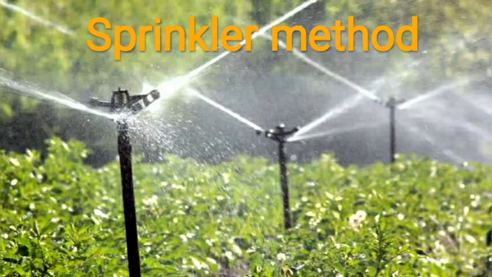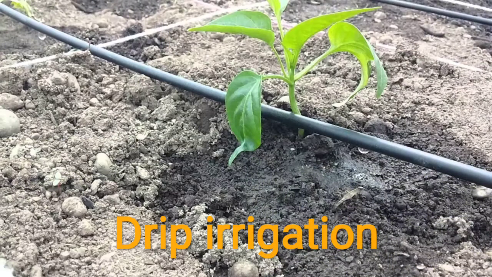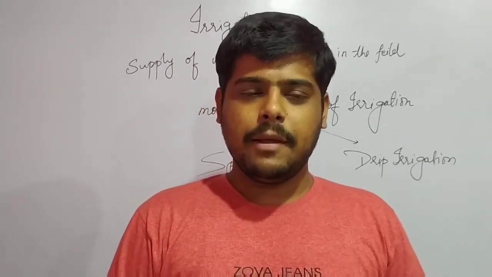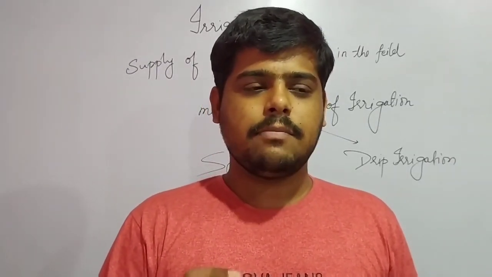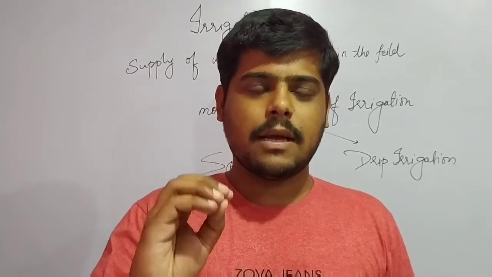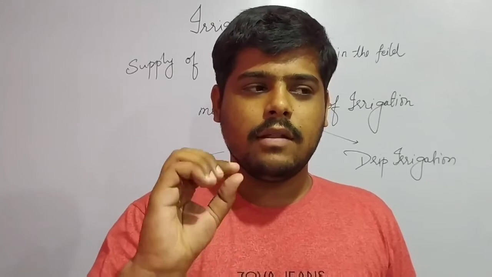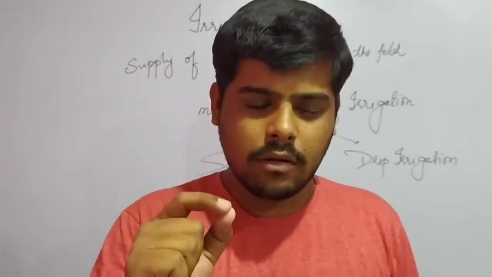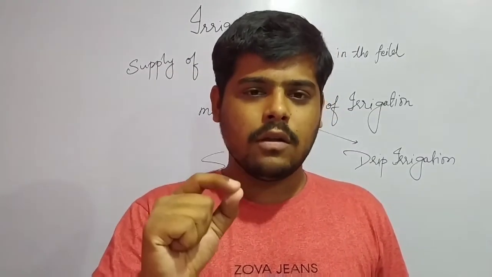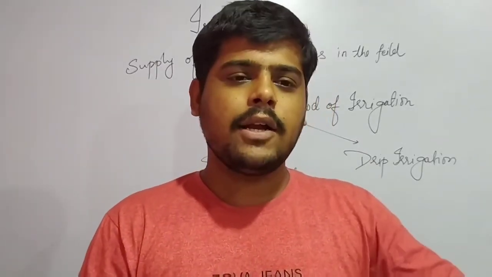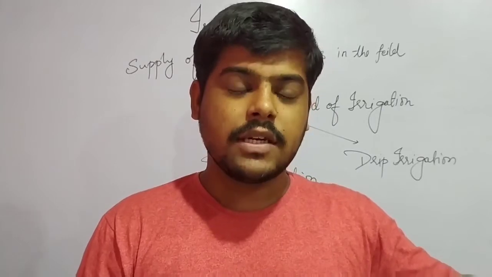Now the second method is drip irrigation. In this method we supply water from a pipe. In the pipe there is a small hole. From that hole the water is supplied drop by drop just near the plant, just near the root of the plant.